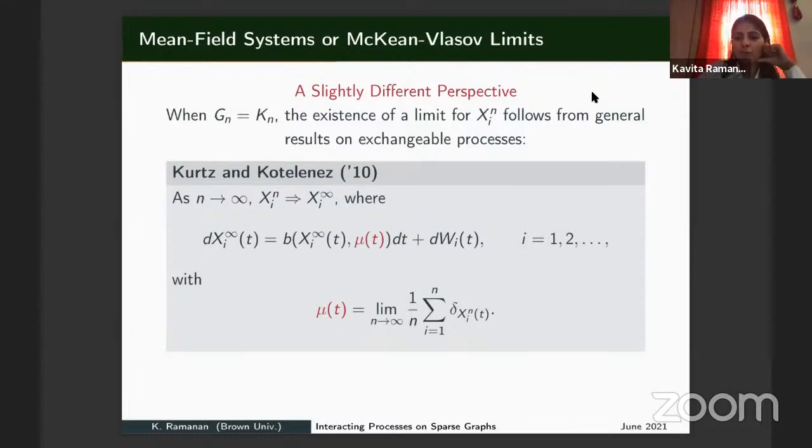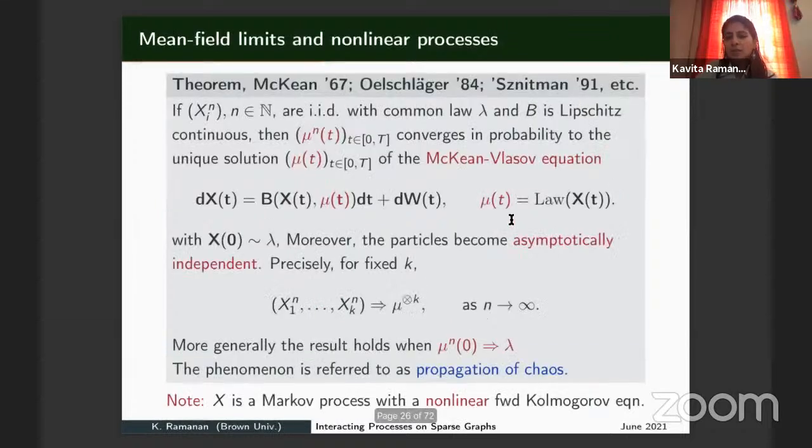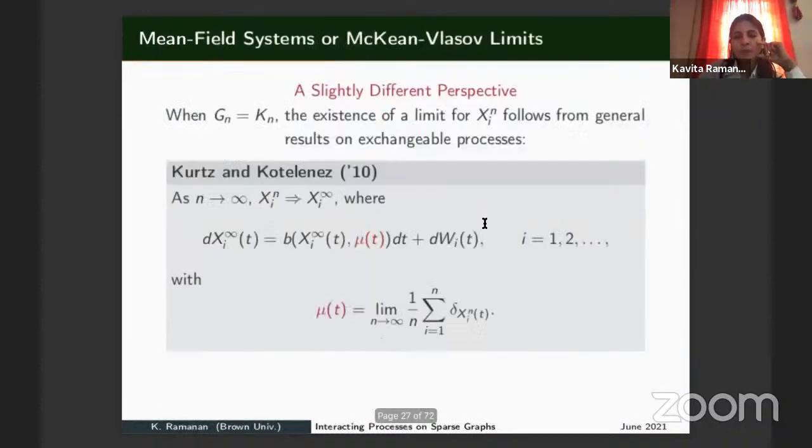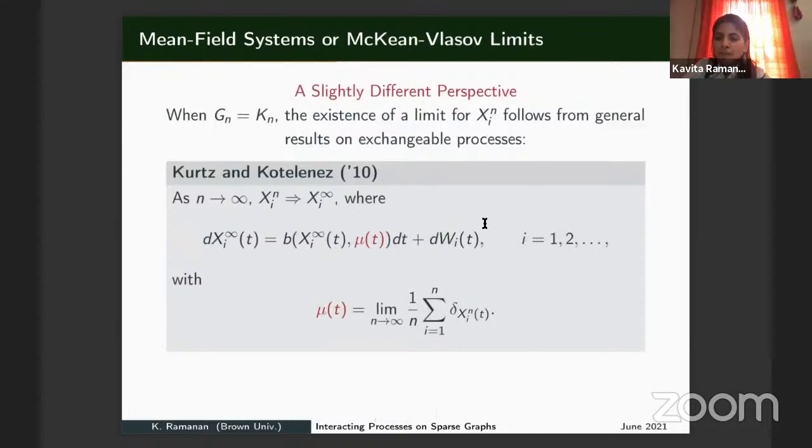So you can also take a slightly different perspective. I will actually be giving you a short proof of this tomorrow, because we will need it for something. But if I look at a slightly different perspective, in the case of a complete graph, you can actually deduce the existence of a limit from very general results. Remember, all these X^{i,N} are exchangeable.